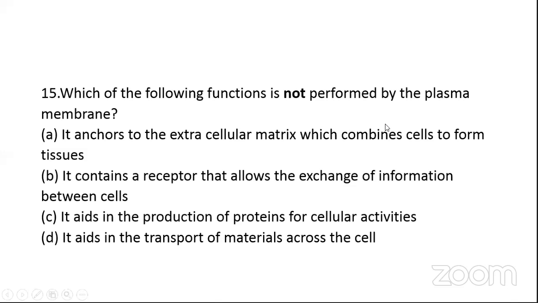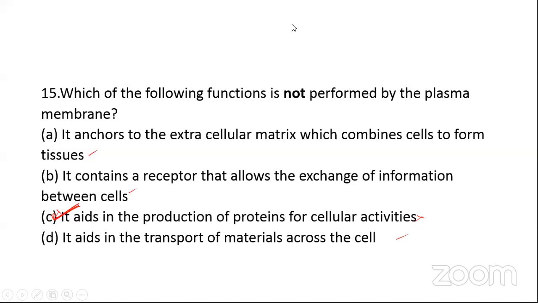Which of the following is not performed by plasma membrane? It anchors to the extracellular matrix which combine cells to form tissues. Yes, if it is animal cell, yes, it does. It contains the receptors that allow the exchange of information between cells. That is true. It aids the production of proteins for cellular activities. This is wrong. It aids in transport of materials across the cell. Correct. So C is the correct answer.